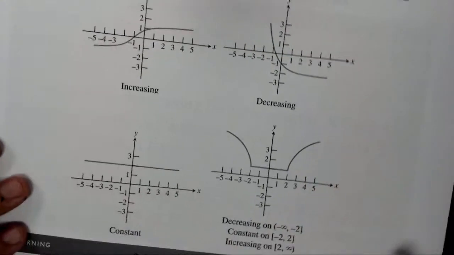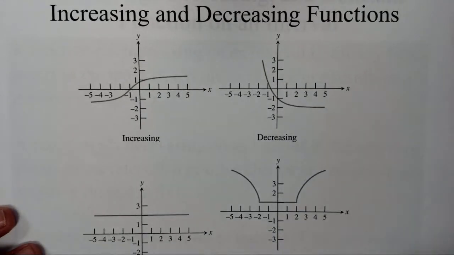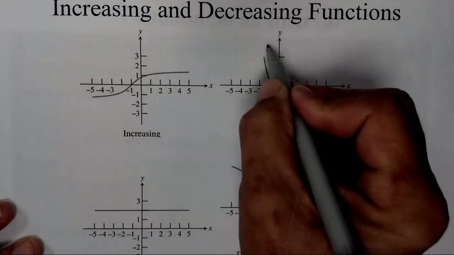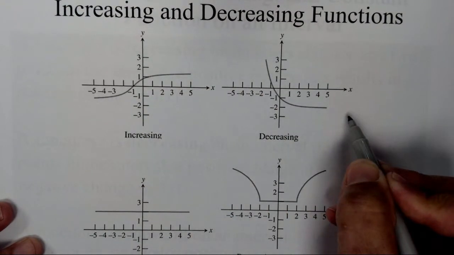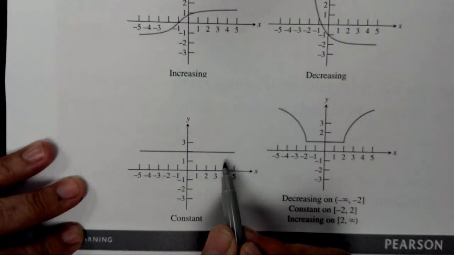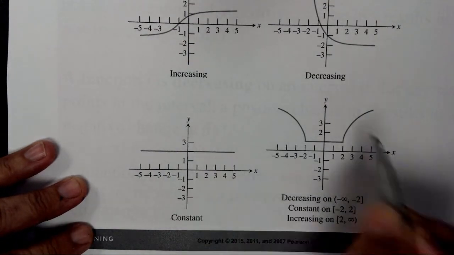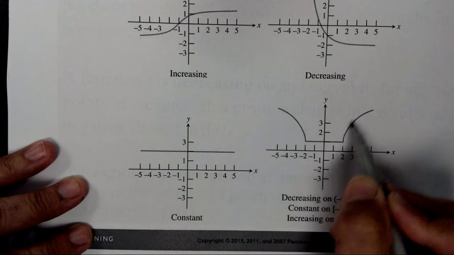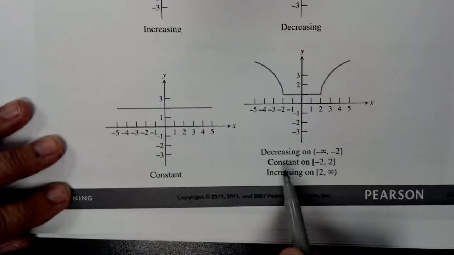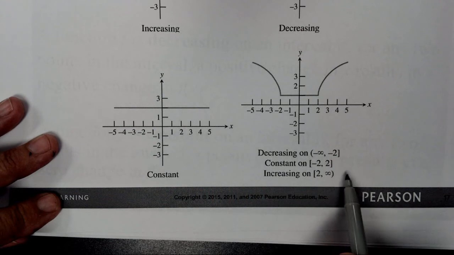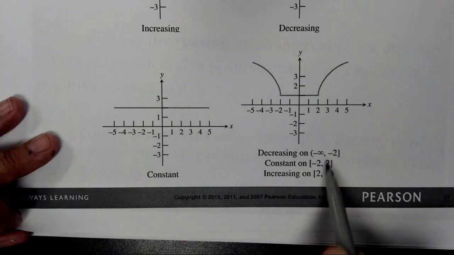Increasing and decreasing is exactly what it sounds like. From left to right, this is increasing. From left to right, this is decreasing. From left to right, this is constant. And it can have all of them in the same graph. Decreasing, constant, and increasing. And then you just have to say, it's decreasing on this interval, it's constant on that interval, and it's increasing on that interval. That makes sense? We good?